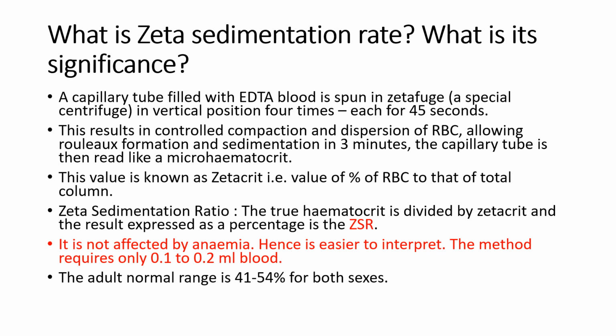Zeta sedimentation ratio: the true zeta hematocrit is divided by zeta crit and the resultant expressed as a percentage is the ZSR, that is zeta sedimentation ratio. It is not affected by anemia, hence is easier to interpret. The method requires only 0.1 to 0.2 ml blood. The adult normal range is 41 to 54% for both sexes.